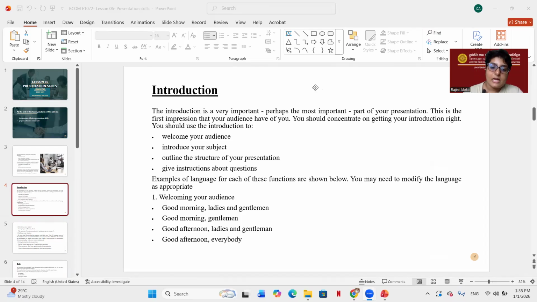Example language for each of these functions is shown below. Let's go through one by one. When it comes to welcoming your audience, we can say good morning, good afternoon, good evening, ladies and gentlemen, welcome, or hello, good day, everyone. Phrases like this.